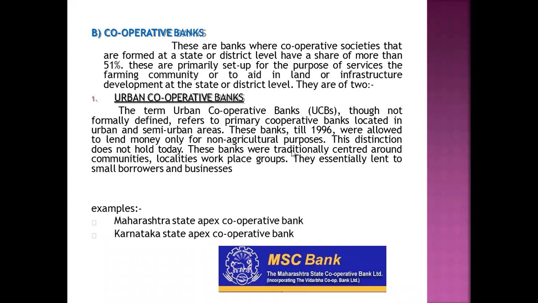These banks are traditionally centered around communities, localities, and workplace groups. They essentially lend to small borrowers and businesses. Basically, this bank was open for those who want to become a successful business but don't have the money. Maybe they take a loan from these kinds of banks, start a business, and fulfill their basic needs. Examples are Maharashtra State Apex Cooperative Bank and Karnataka State Apex Cooperative Bank. This type of bank helps basic businesses that need to borrow a small amount and fulfill their basic requirements.